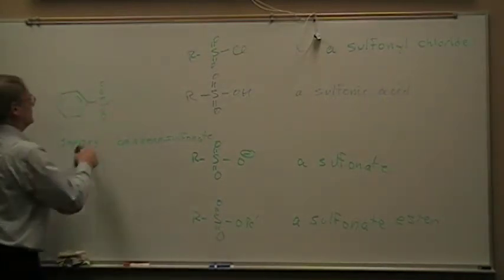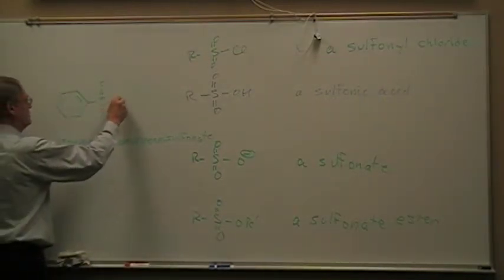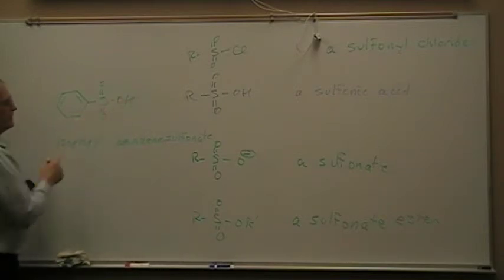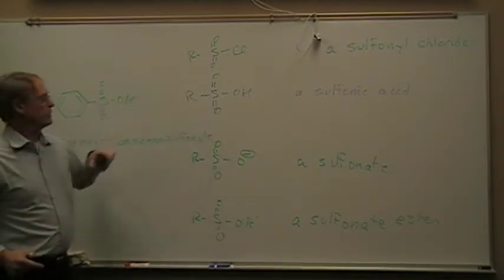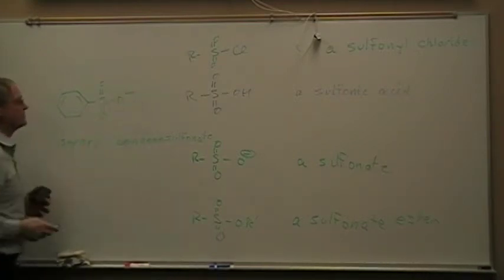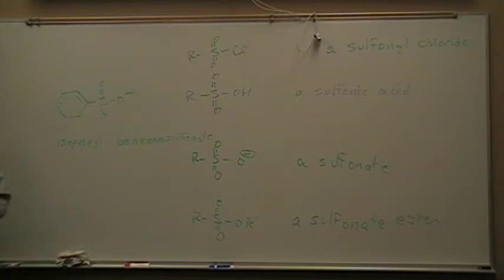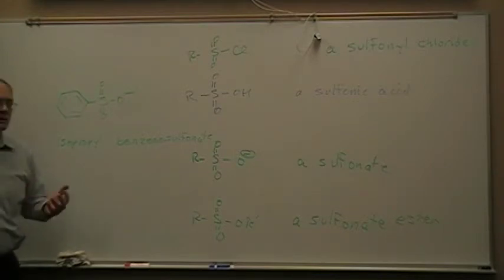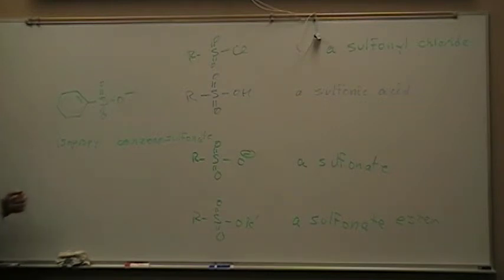What would we call it if that had an OH on it? Benzene sulfonic acid, this category of compounds. And what would we call it if that were an O negative, conjugate base of the sulfonic acid? Benzene sulfonate ion. And of course that, as we've said, would have to have something positive to balance it out. So it might be sodium benzene sulfonate or calcium benzene sulfonate or whatever. Okay, so now you know how to name and categorize these 4 classes of compounds.